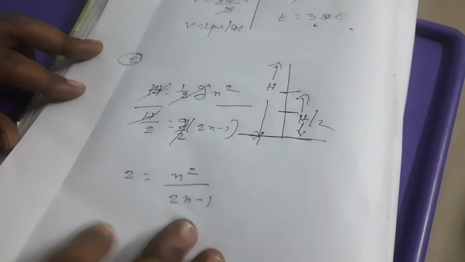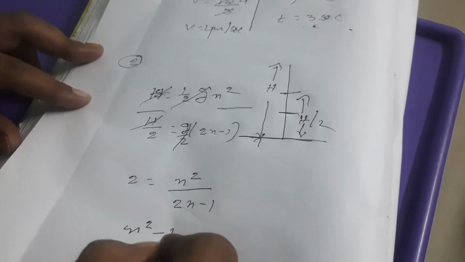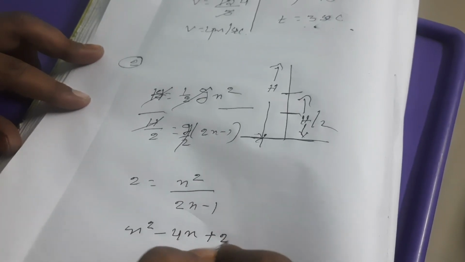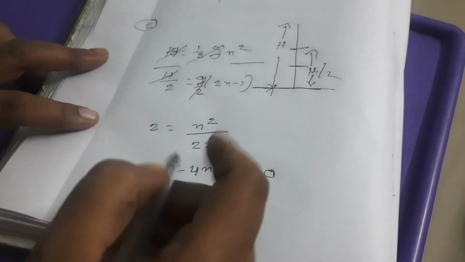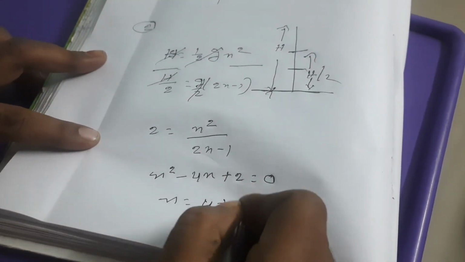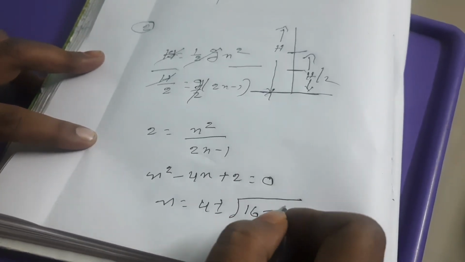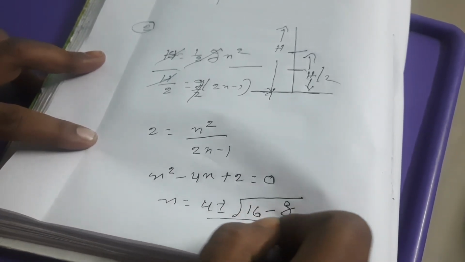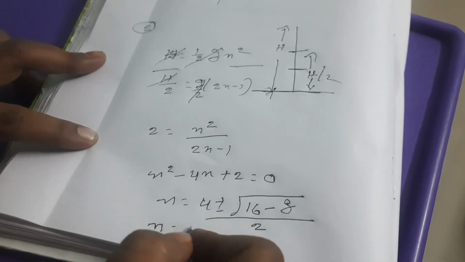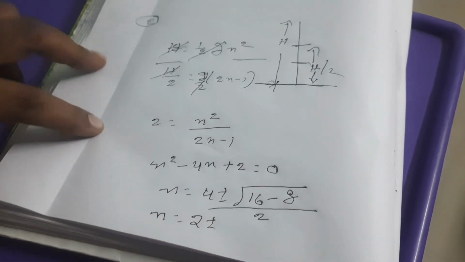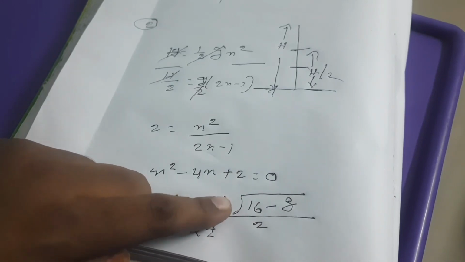With the help of the quadratic equation we should solve this one. We are getting n square minus 4n plus 2. Here n equals minus b, minus b means 4, plus or minus under root b square, which is 16, minus 4ac, that is 8, by 2a. After simplification, n equals 4 by 2, which is 2, plus or minus under root 8 by 2. When 4 comes outside, you get this here.